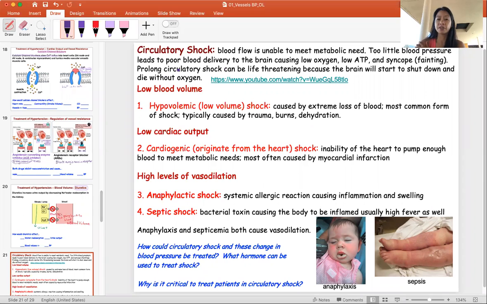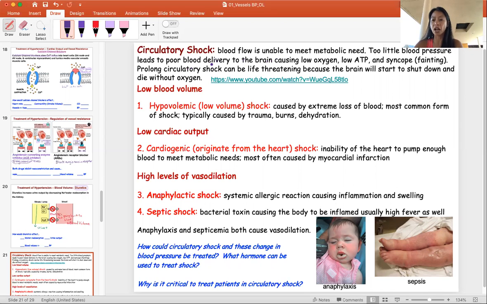If you think about the number of emergency room admissions, about 25% happen when people faint. People faint for various reasons, but one of the reasons is that their blood flow is unable to meet the metabolic demand of their brain, so the brain shuts down and they faint. Blood pressure is sometimes the main issue, and if there's not enough blood pressure, blood is not delivered to the brain, there's not enough oxygen, not enough ATP, so the brain shuts down and they faint.